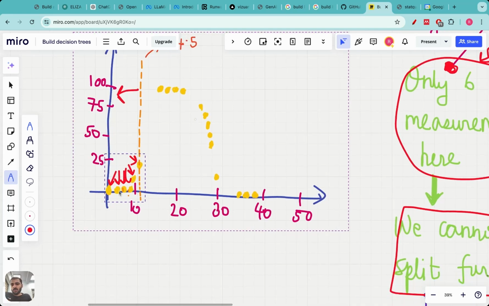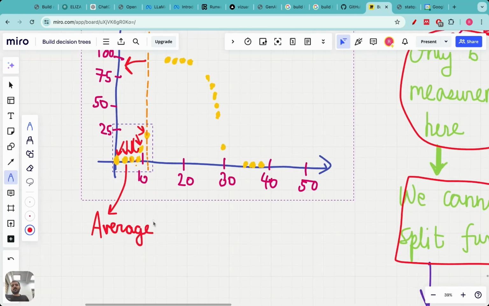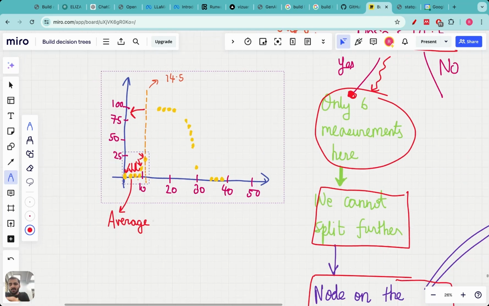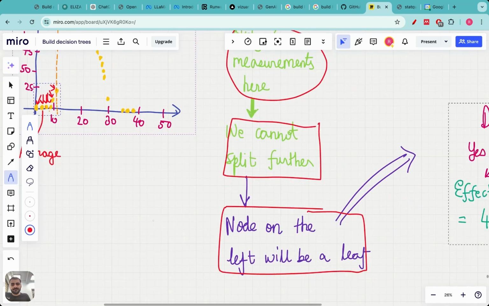The simplest thing to do is that you take all these six measurements and you take the average of these six measurements. So I'm just writing this down over here. You take the average of these six measurements, and that will be the answer in this node, the leaf node.